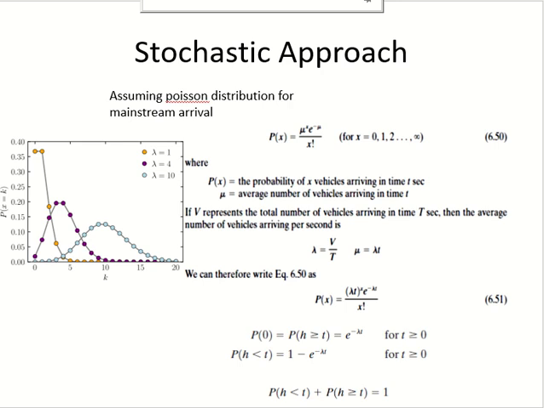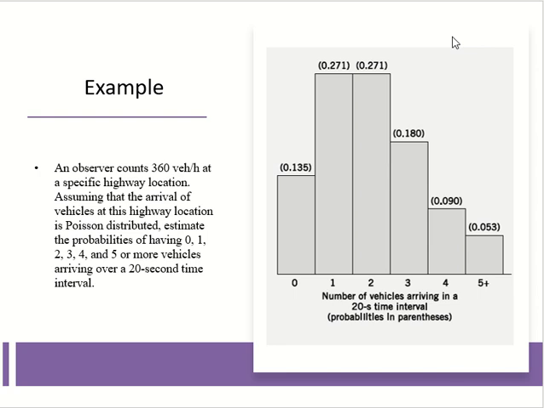So this is where we have reached last time. Moving on. Let's say you have observed for 1 hour and you counted 360 vehicles. So you took observation for 1 hour and you counted 360 vehicles. Assuming the flow of the vehicles is following Poisson distribution, estimate the probability that you can have 0 cars in 20 seconds, 1 car in 20 seconds, 2 cars in 20 seconds, and so on.